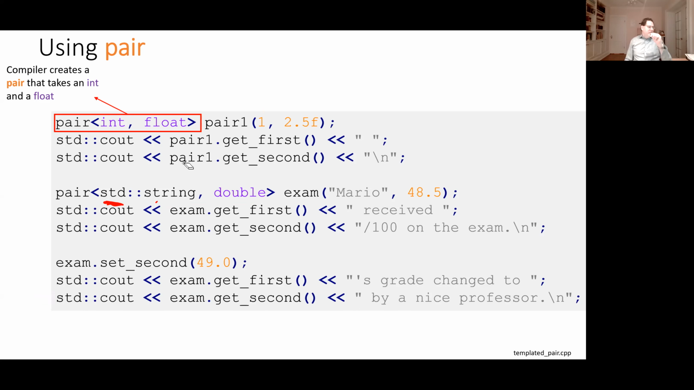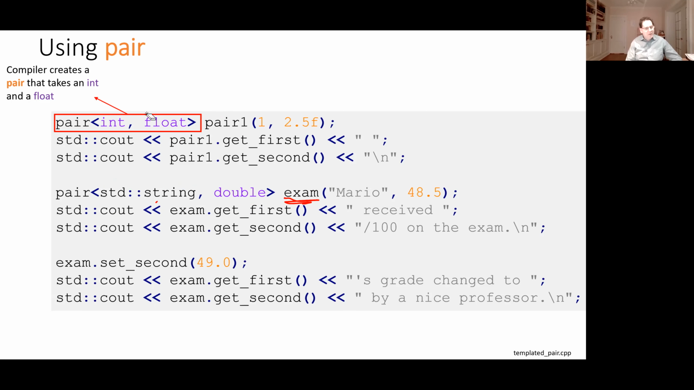Yeah, so here's a key question. So Armin has a good point. For functions, I said you didn't have to do this, right? You could just call the function. You didn't have to say what the type was. For classes, when you're creating a new object, so I'm creating the object pair1, here I'm creating the object exam, I have to say what the types are that are going into the template, into the recipe. So why do you think that is?